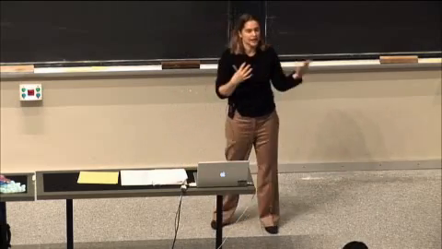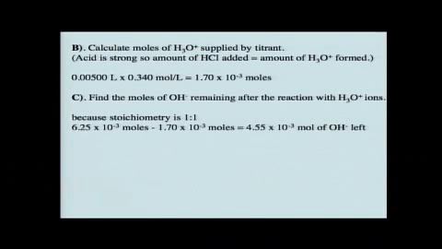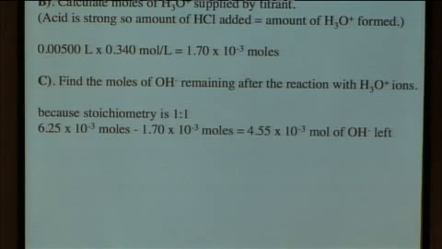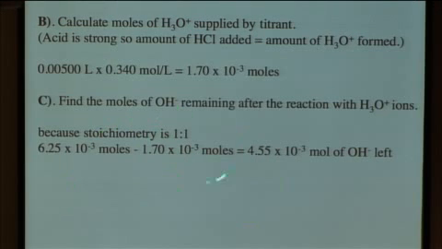So now the strong acid is going to react with the strong base, and we want to figure out how much of the base is left, how much hydroxide ion is left after it reacts with the hydronium ions. So it'll react 1 to 1. So we had 6.25 times 10 to the minus 3 moles, and we added 1.7 times 10 to the minus 3 moles of the acid. So we're going to have 4.55 times 10 to the minus 3 moles left.